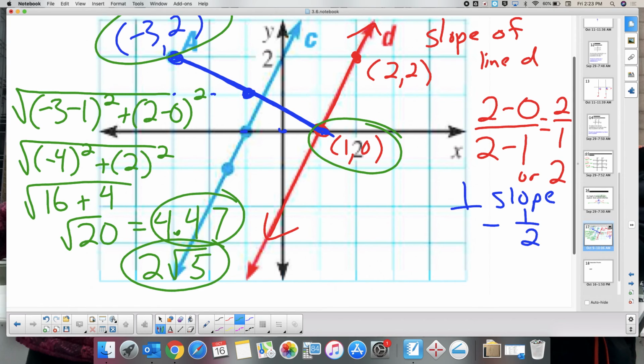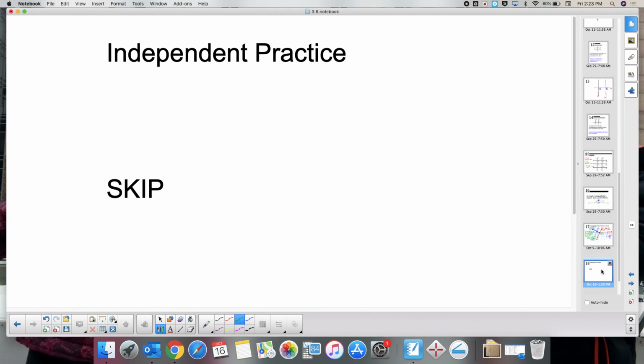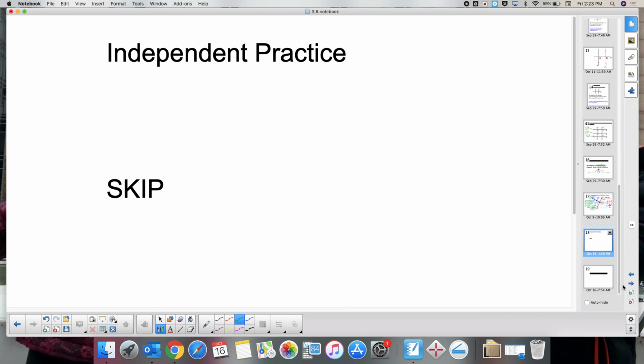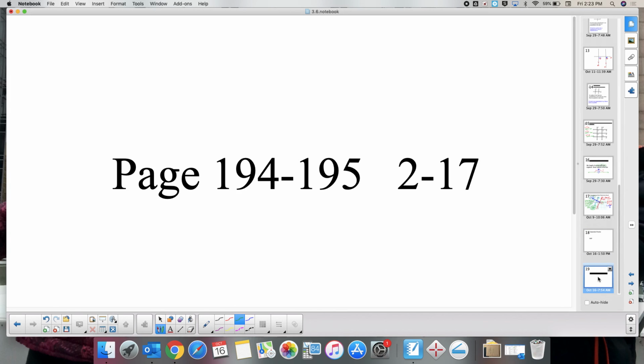Right? As for your homework then, I'm sorry, there was one last independent practice problem if you were looking at your note packet. I'm not worried about it. We are going to skip that example. Instead, we are going to get started on your homework here. Pages 194 to 195, numbers 2 to 17.